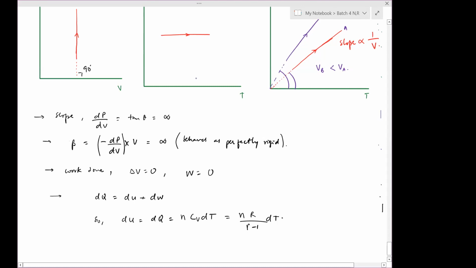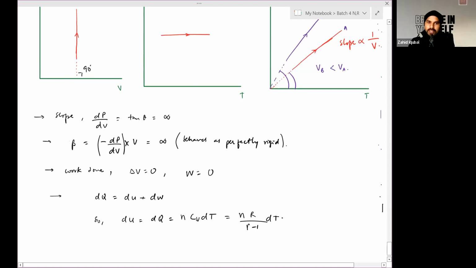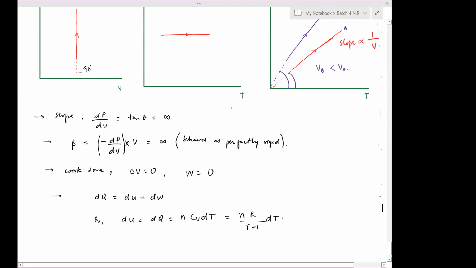How did you get nR by gamma minus 1 times dt? I've just put in the value of Cv, which I derived above. Okay.